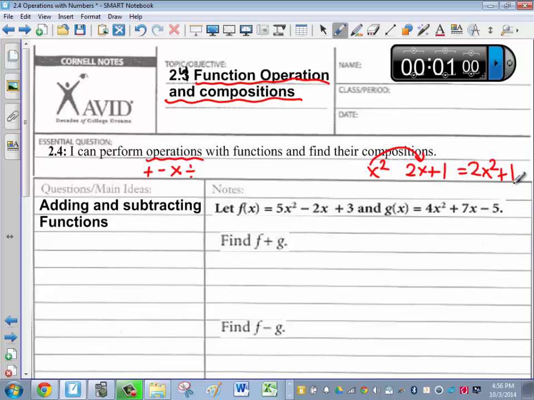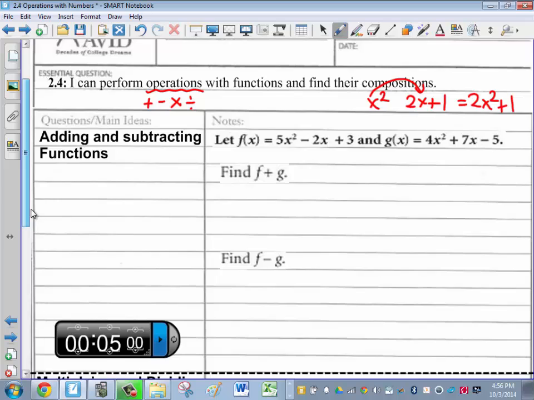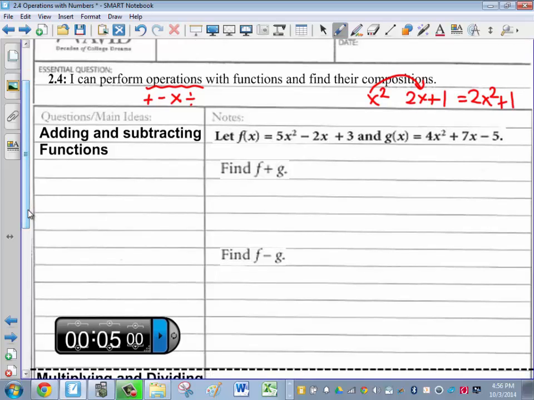But we're going to start off with addition and subtraction. We'll get to compositions later. You guys will just have to wait, or you might not have to. You could jump ahead, because this is on video. But let's do this first.